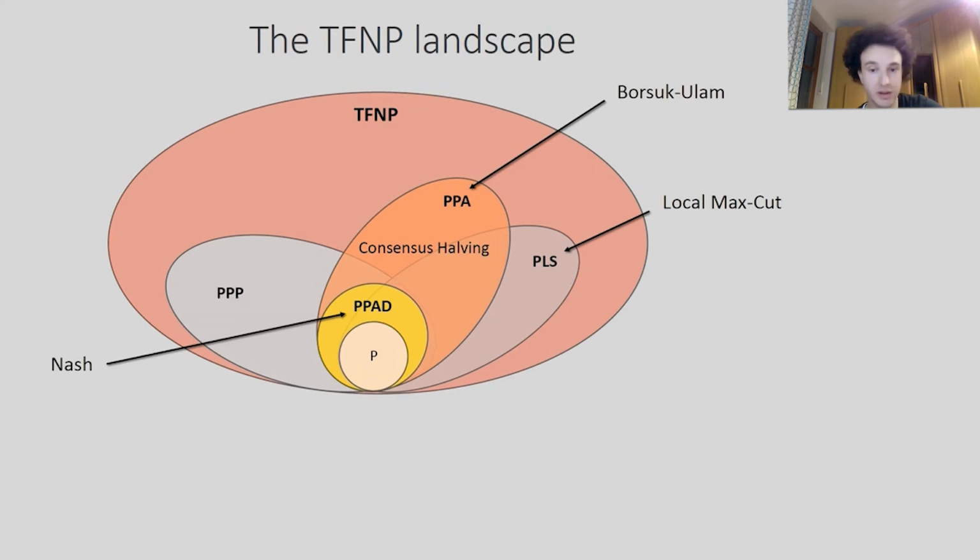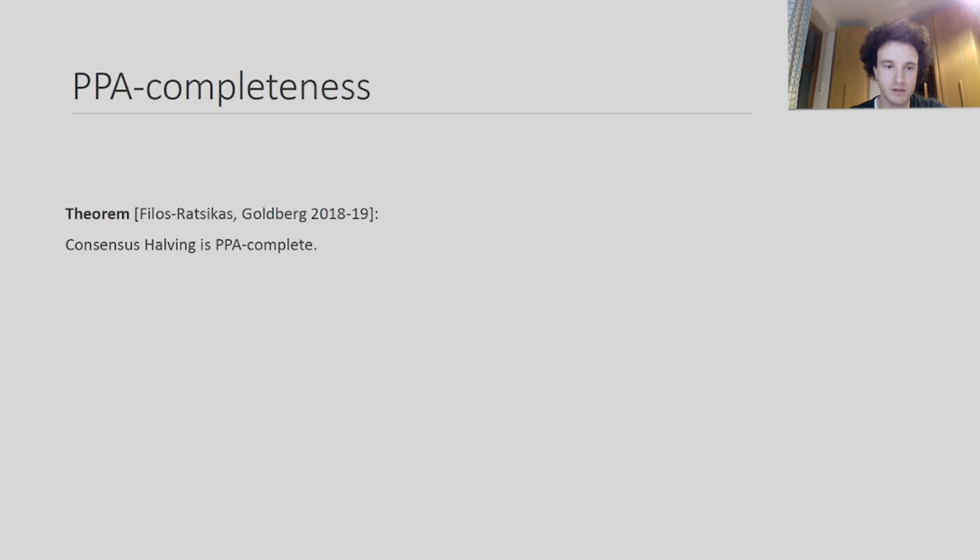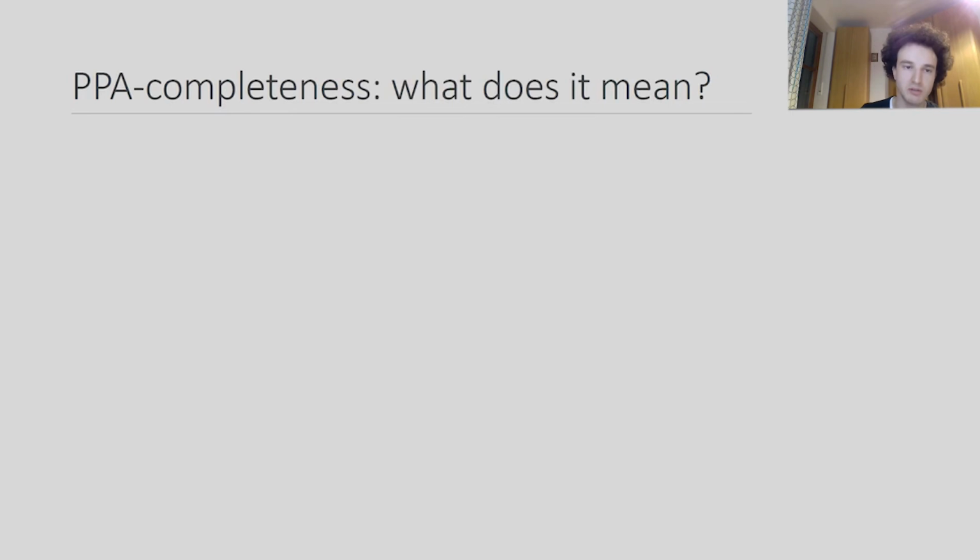But obviously, it could be easy. It could be in P. It could be in PPAD. And what Filos-Ratsikas and Goldberg showed recently is that this consensus halving problem is actually PPA complete. So it's complete for this class PPA, which has at least two consequences.